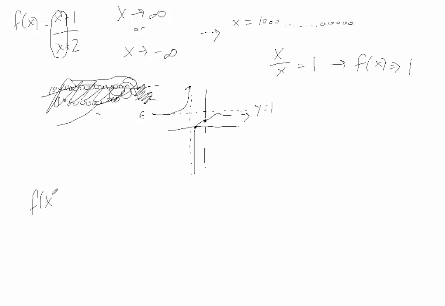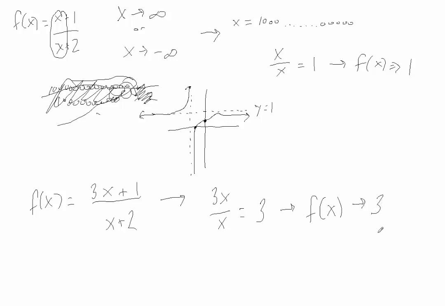Let's do another example, say 3x plus 1 over x plus 2. What does that look like? Again, as x gets really big, the 1 and the 2 mean nothing. Basically, what's happening is you've got the ratio of the two leading terms, 3x over x, which is 3. So f of x is tending toward a value of 3.